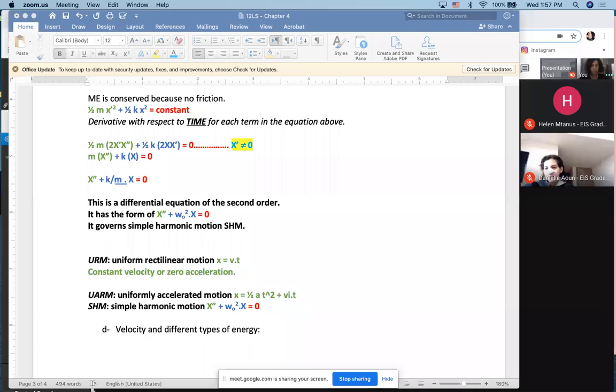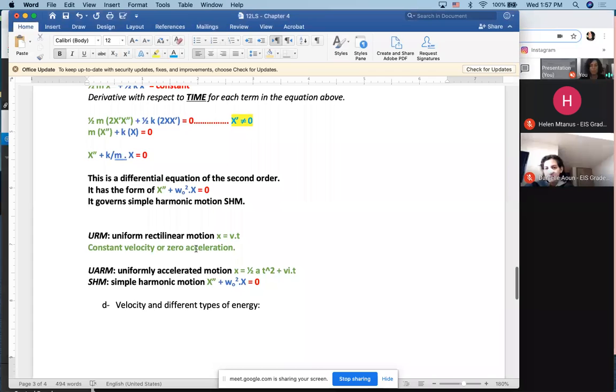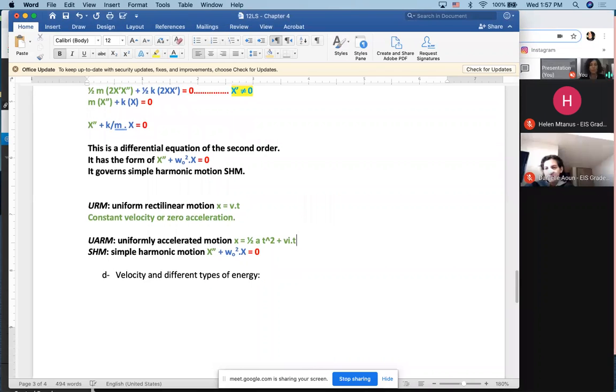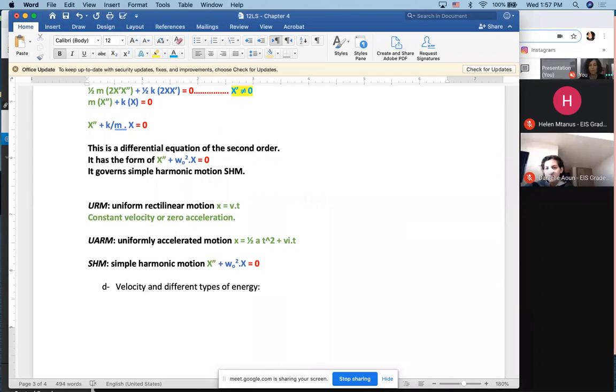Okay, so I'm back to here. So what were we saying? URM is constant velocity, zero acceleration. You tell me, what is UARM? How do you describe it, define it, anything? Okay, so it's constant acceleration. You mean to say non-constant velocity. Non-constant velocity.